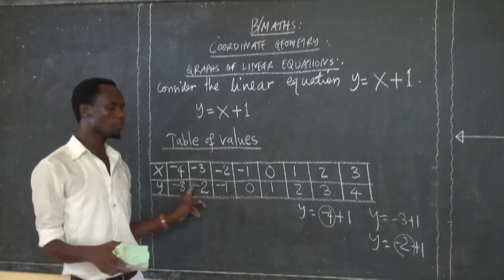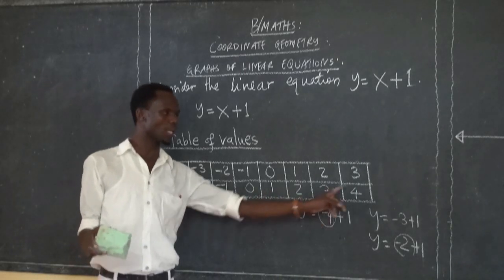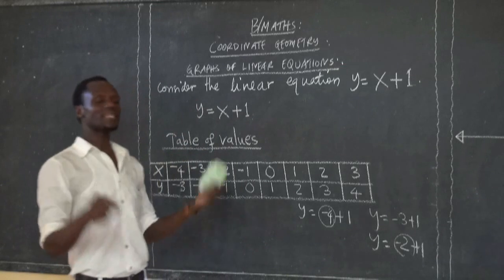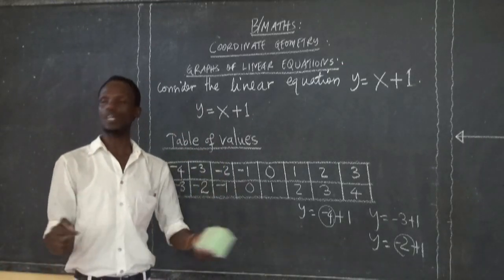Now, plus 1, plus 1, plus 1, plus 1, plus 1, plus 1, plus 1, plus 1. They are increasing by what? By 1. But that is not the case. You can keep on solving that, but you will waste a lot of time.